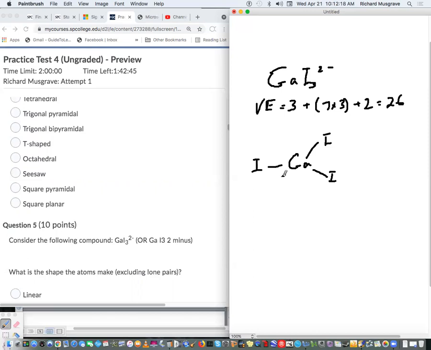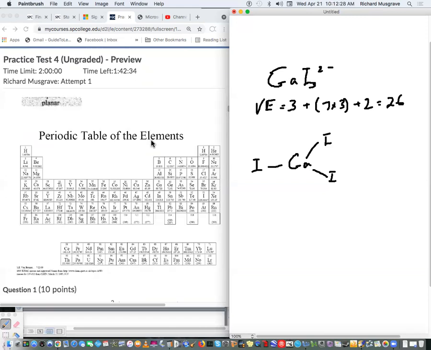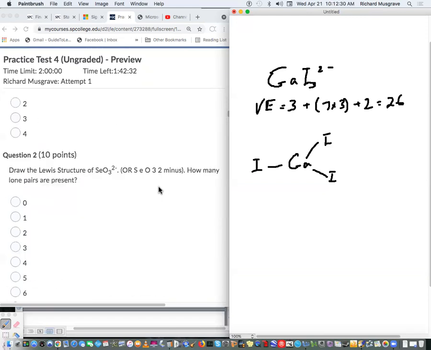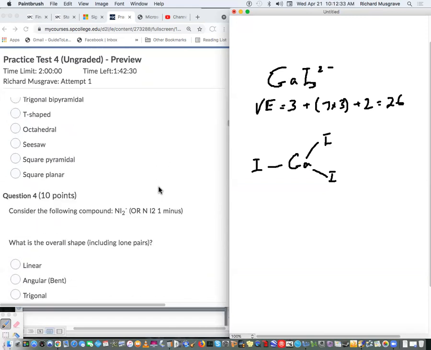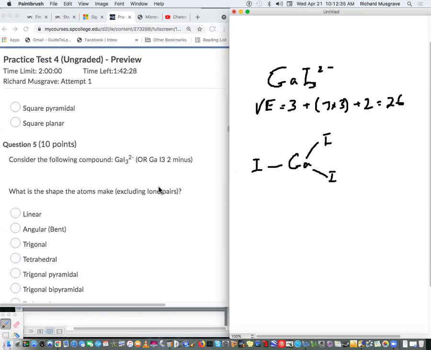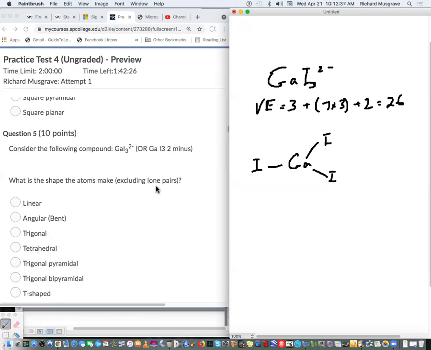Remember Ga, Ga's in group 3, isn't it? I think it is. Could somebody verify that for me, if you have a periodic table? Actually, I'll look it up here. That's a good idea. It is, yeah. All right, just wanted to make sure I wasn't crazy.